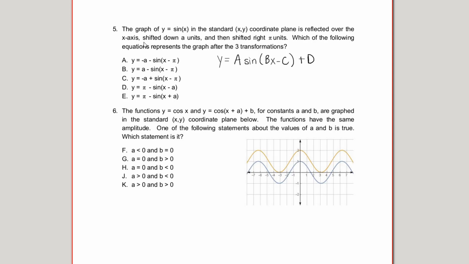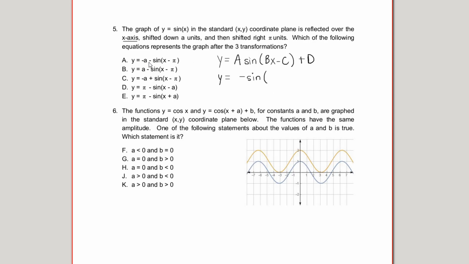The first one is that it's reflected over the x-axis. So that's going to mean we're going to have a negative sign out in front. And that is what goes out in front. We don't have anything about a change in amplitude, so we assume that to be the 1, but we do have a negative in front of our sine. So we know we can write that thus far.